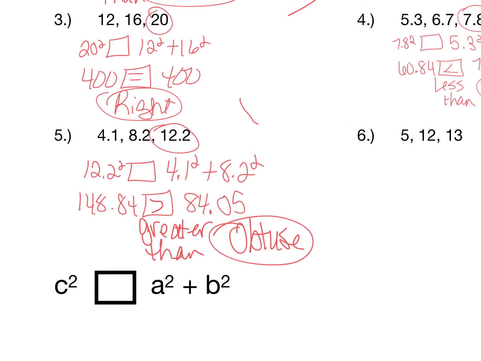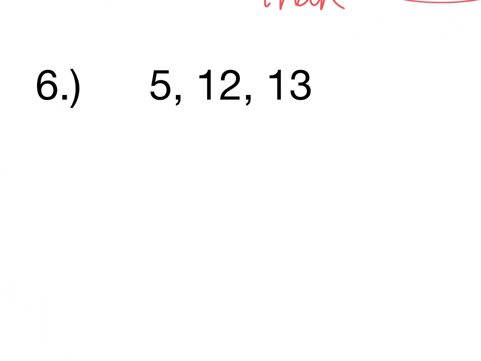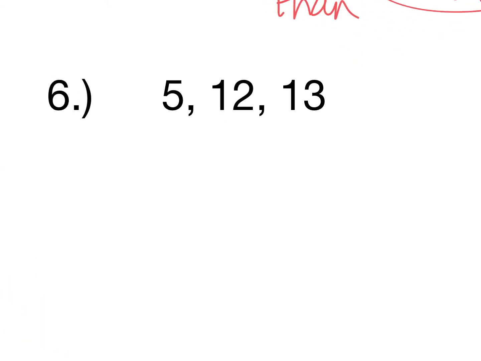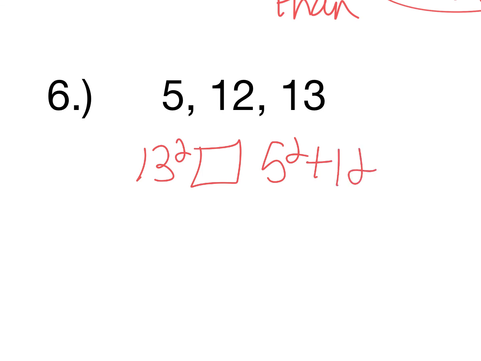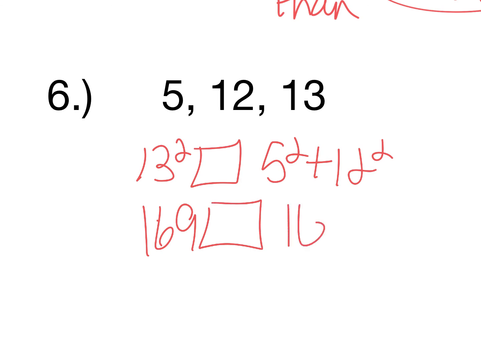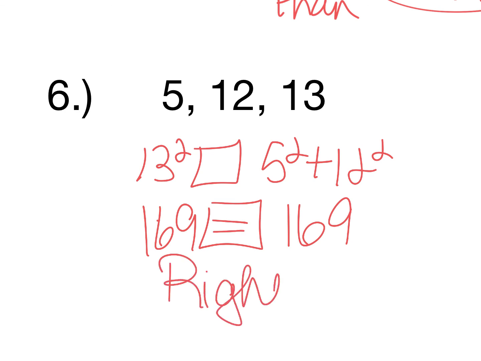Okay, let's take a look at the last one. My longest side, 13. I'm going to say 13 squared. Don't know what's in the box. 5 squared plus 12 squared. 13 squared is 169. 5 squared plus 12 squared is also 169. Those are equal, which would make this a right triangle.